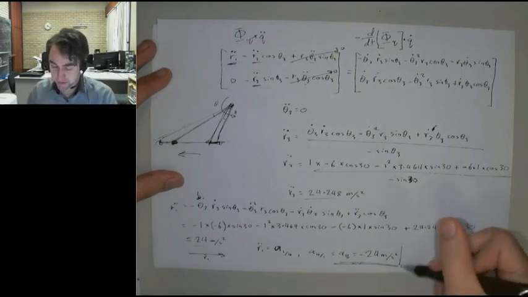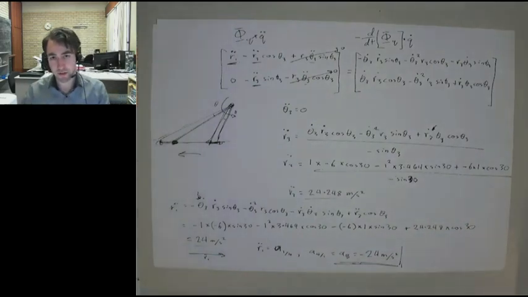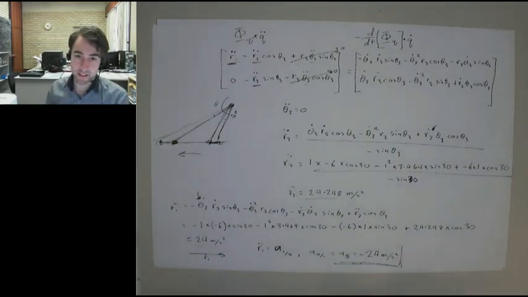So this gives us our velocities and our accelerations of all the lengths that we require. And that concludes the section on Jacobians.